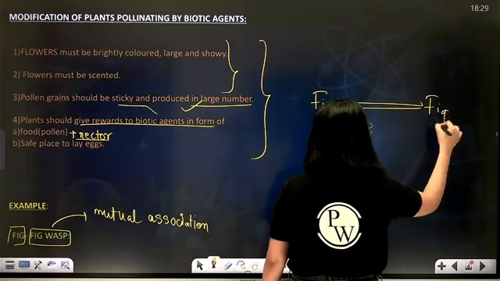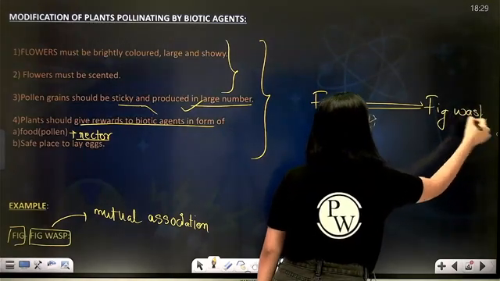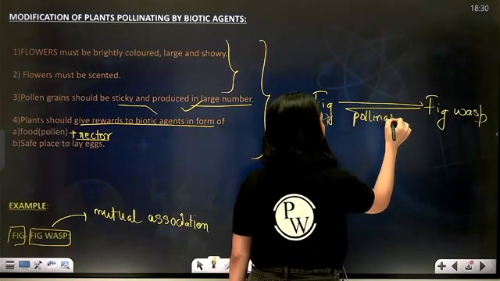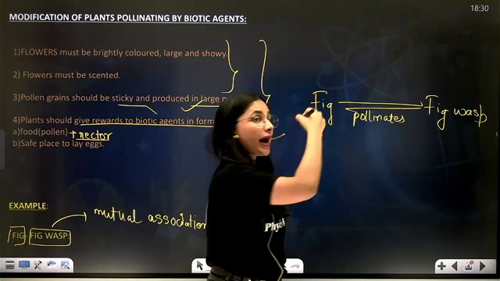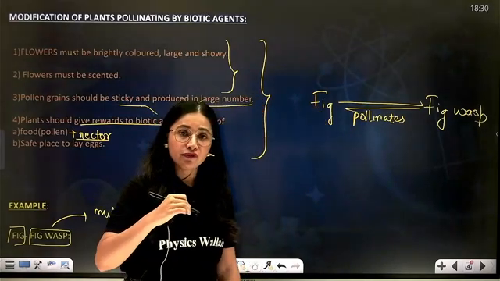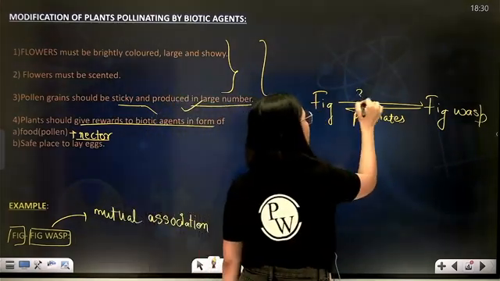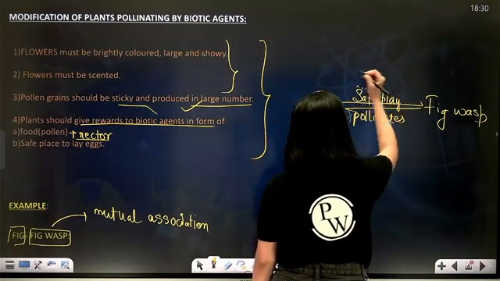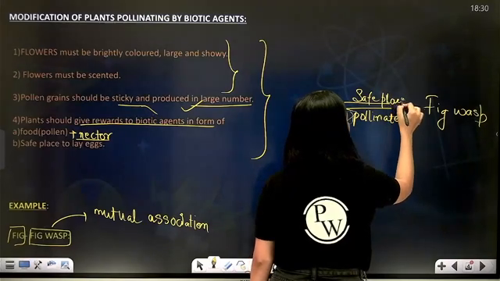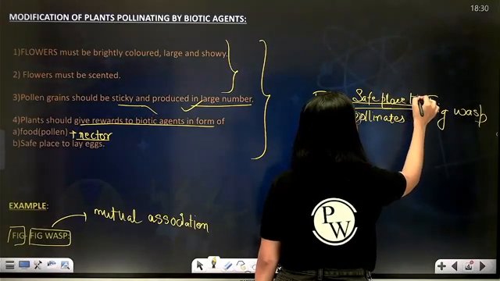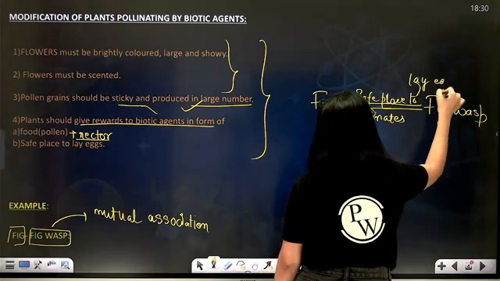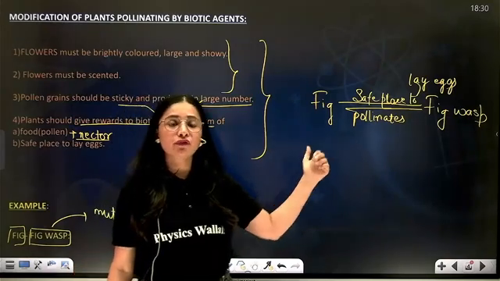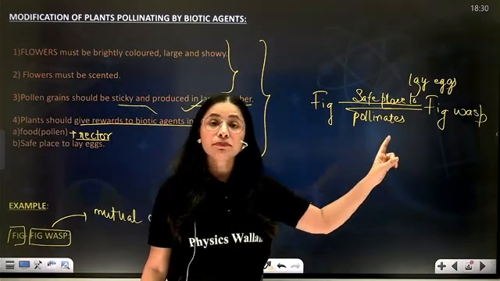The fig wasp is the insect which pollinates the flower. Right? And the fig wasp, why is it coming and pollinating the fig flower? Because it is also getting a safe place to lay eggs. Safe place to lay eggs. So this is a kind of mutual association which you see between the fig flower and the fig wasp. It is a mutual association.